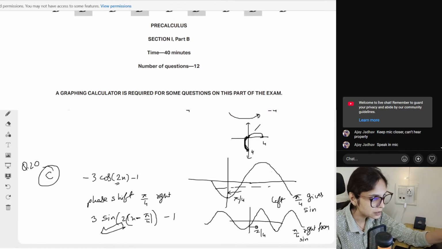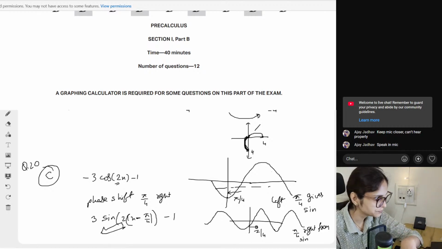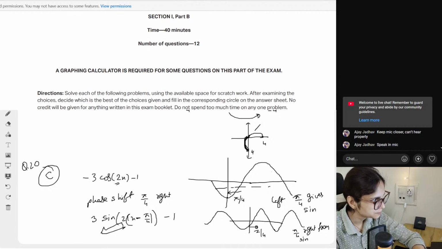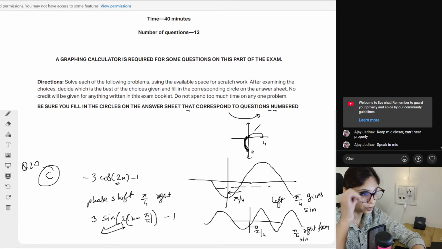Now in the calculator section, only 12 questions are there and you get 40 minutes. So 40 divided by 12 is approximately 3 minutes. So you get 3 minutes again to solve each question. And in this section, a calculator is allowed to you. Yeah. So you have to use the available space for scratch work. After examining the choices, you have to decide which is the best of the choices. And no credit will be given for anything written in this exam booklet. You have to fill in the corresponding circle on the answer sheet.